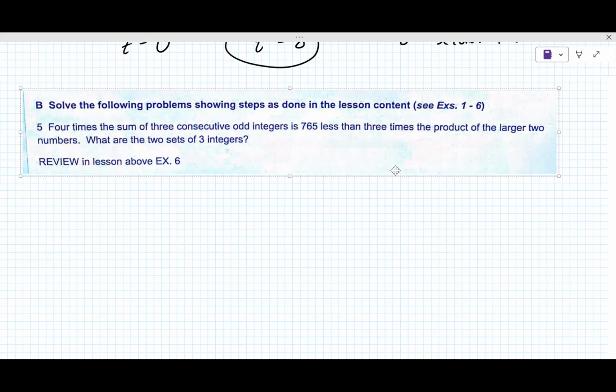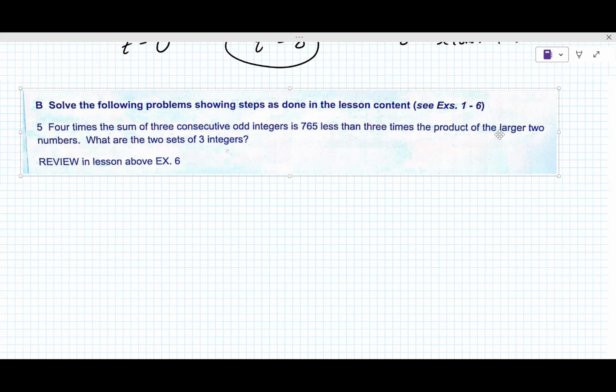So it says, solve the following problems. These are application problems, so we have to translate this sentence into an equation. It says 4 times the sum of 3 consecutive odd integers is 765 less than 3 times the product of the 2 larger numbers. What are the 3 integers?